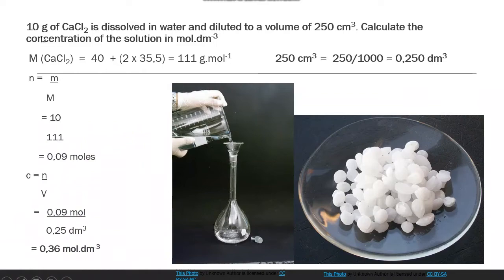Right, the example of 10 grams of calcium chloride is dissolved in water. This is making up a standard solution, and we're going to calculate the concentration. This can be used both ways round.